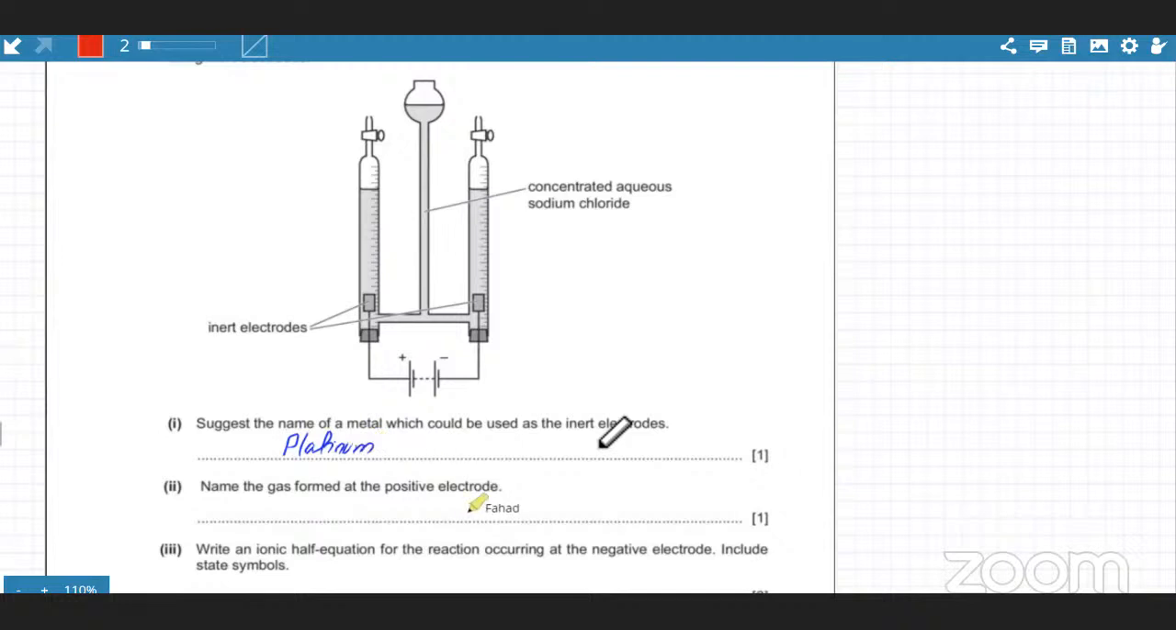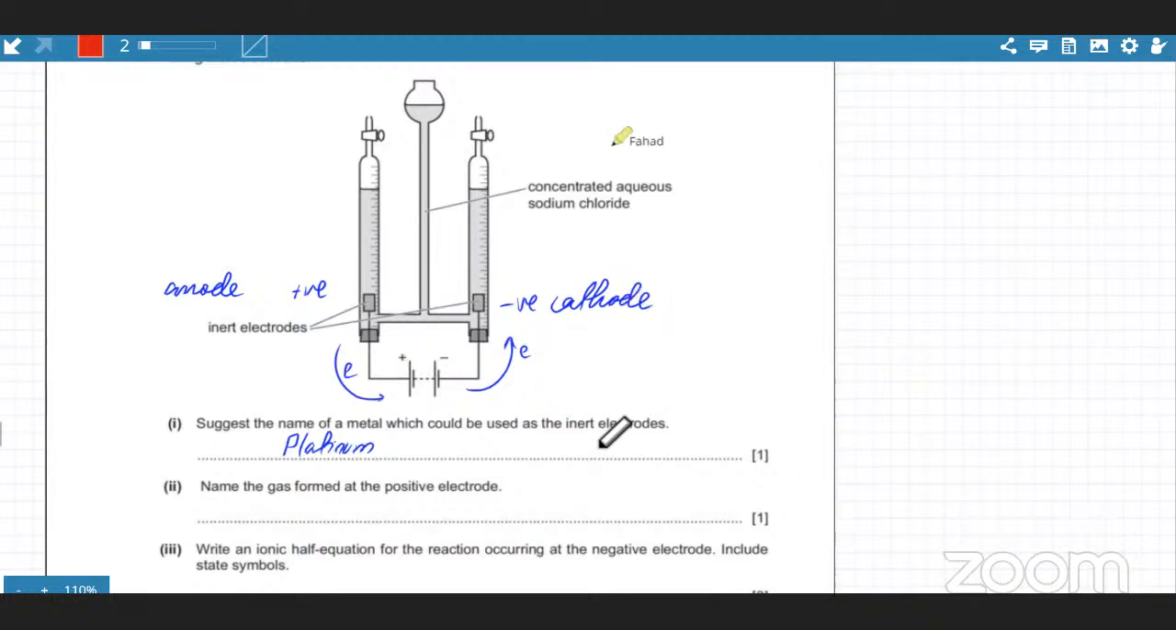Then name the gas formed at the positive. Now this is proper electrolysis. This side is the cathode, negative. Forget the diagram. This is the cathode over here, and this positive side over here is your anode. The battery is sending electrons over here, and the electrons are coming back from the other side.